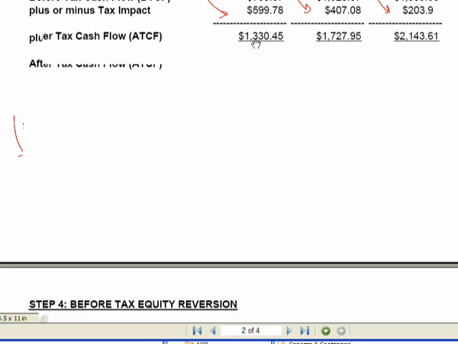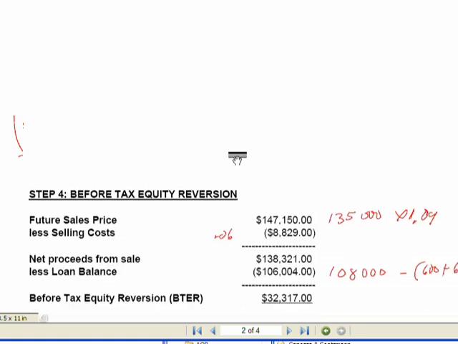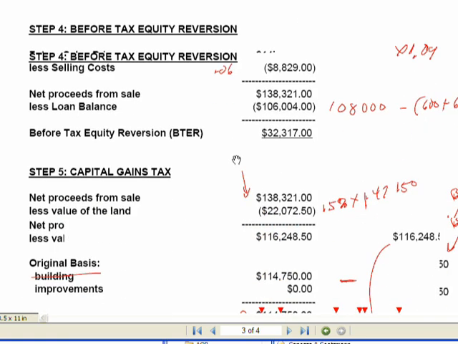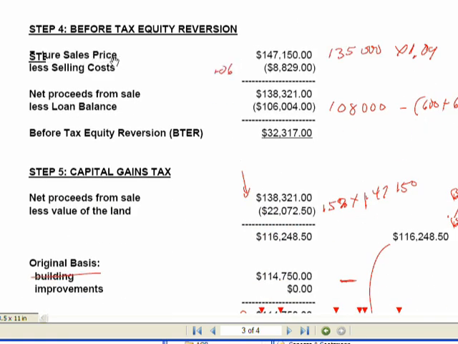And the bottom line, or the goal for investment purposes, is typically after tax cash flow. How much money is left over after everything? This is the money left in the investor's pocket after all expenses are paid for the property per year. Steps 4 and 5 have to do with the sale of the property. And in our example, it's at the end of the 3rd year. We're going to sell the property.